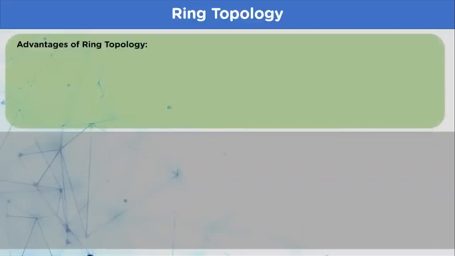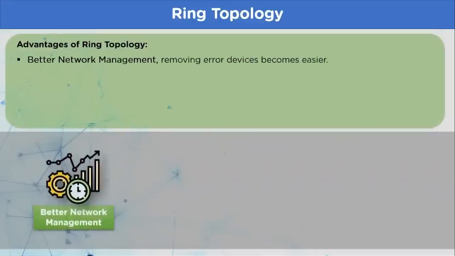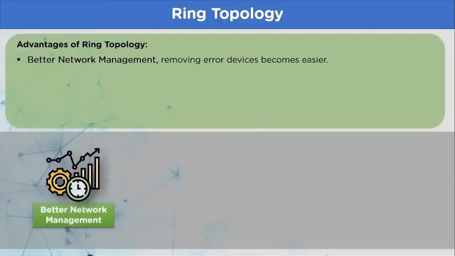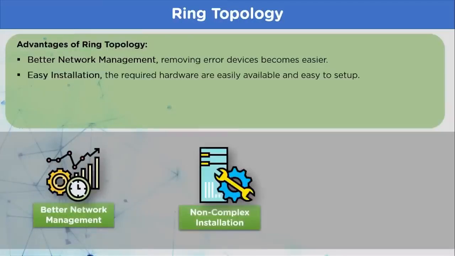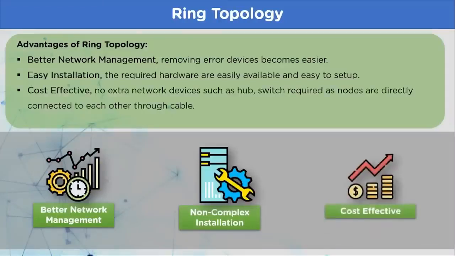Next, advantages of ring topology. The crashed node can be easily removed from the network. The configuration settings are not complex for setup, and materials are easily accessible. The cost of installation is low as no extra network devices are required for the connection.